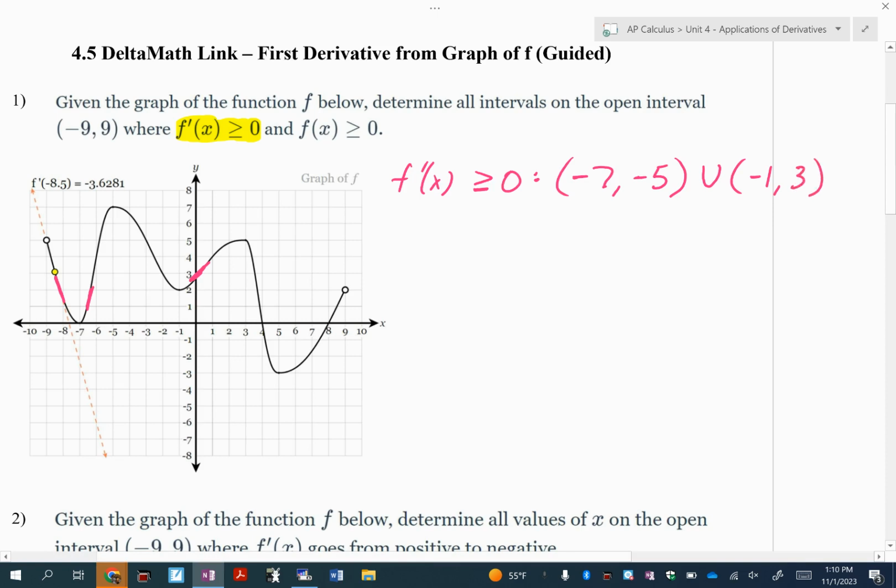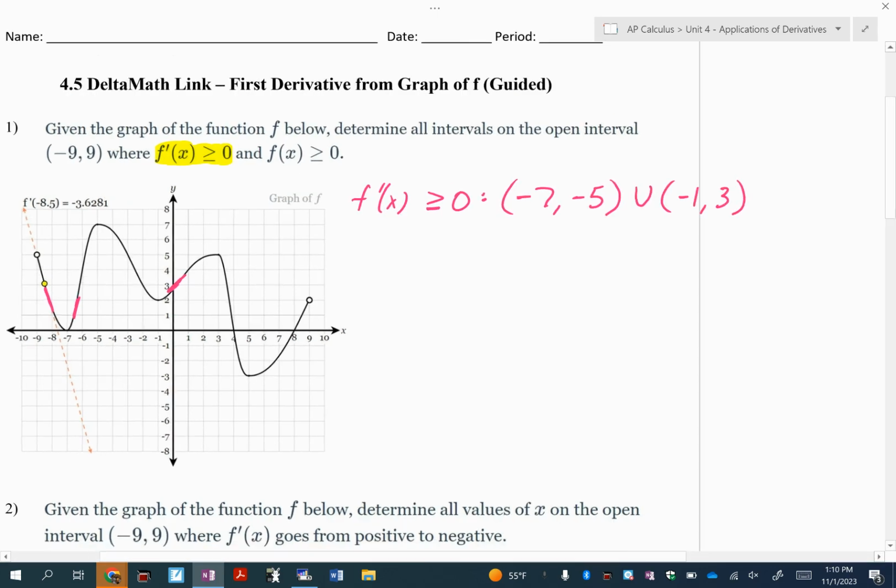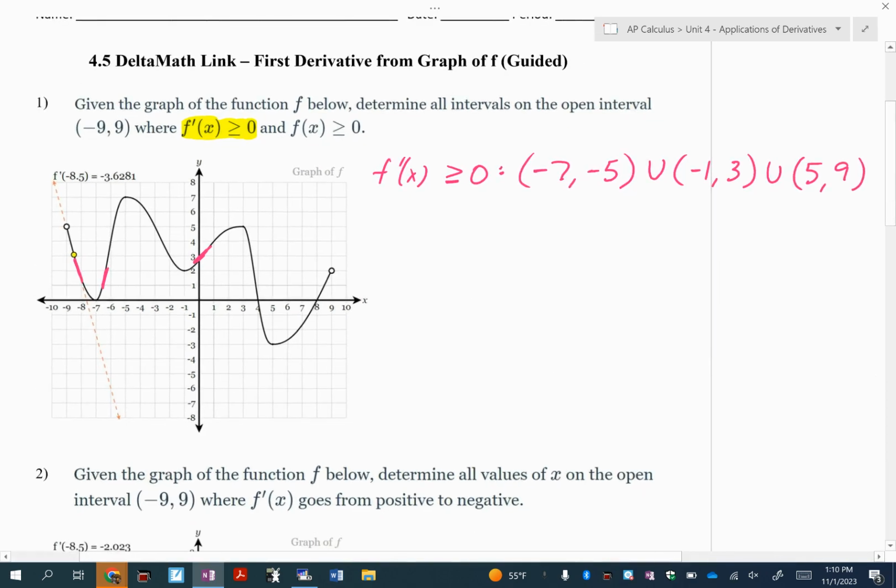Say one more time. I don't know. Let's see. Am I increasing anywhere else? Yeah, right here. So another one. And then what's my last interval going to be? 5 to 9. No infinity, right, David? Because we're only going -9 to 9. Edwin, you good? Okay, excellent. Any questions on the first one? No.